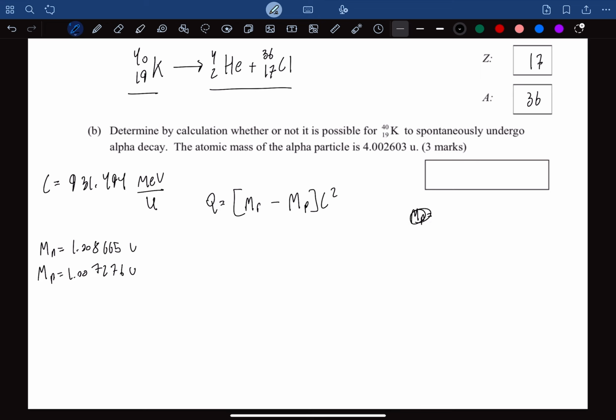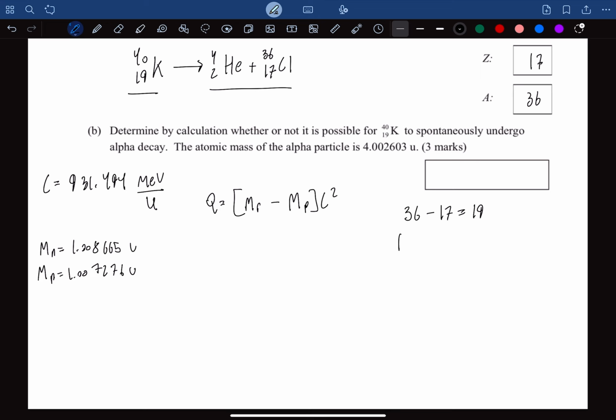Let's figure out the number of neutrons, and that's pretty easy because we did that at the beginning. 36 is the nucleon number, subtracted by the number of protons, or the atomic number. So we're going to be left with 36 minus 17, which is going to be 19. So that's our number of neutrons.